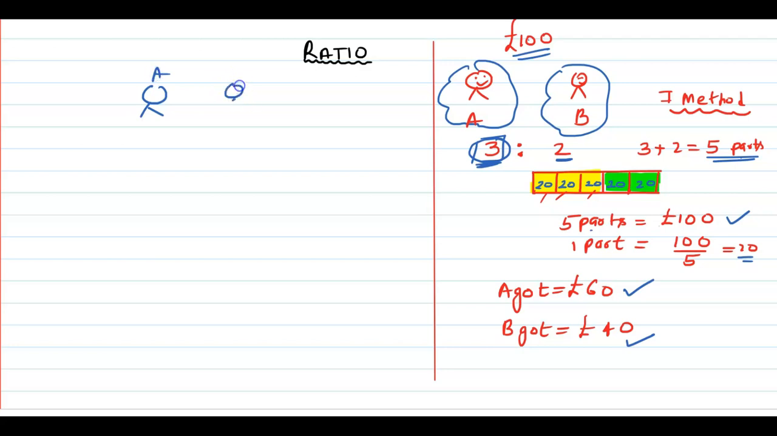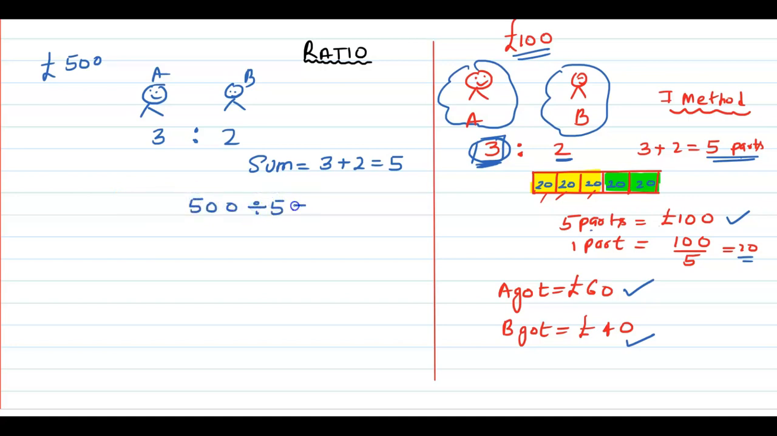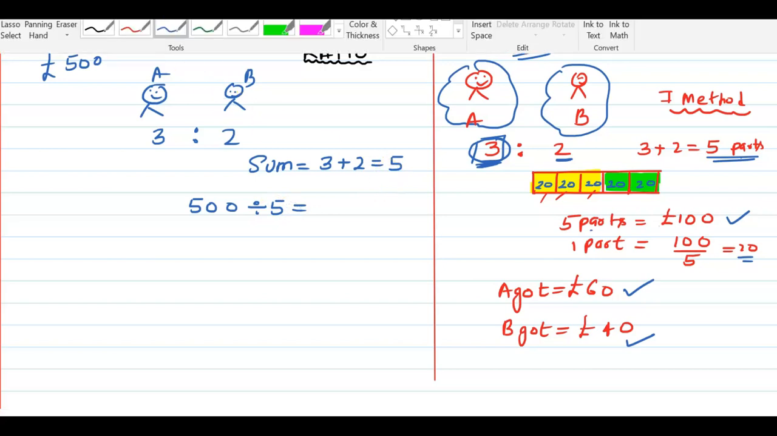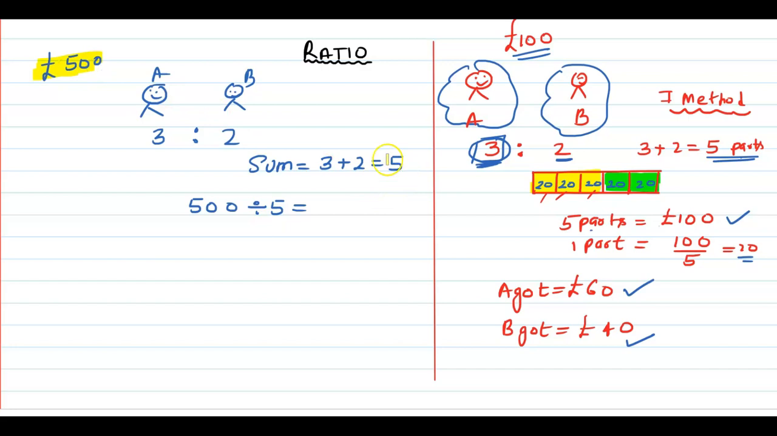This is A and this is B, and this time suppose £500 has to be divided between A and B, and the given ratio is 3:2. Okay. So first step is you add the ratio, find the sum. So 3 plus 2 becomes 5. Okay, now divide total amount, that is 500, by 5, this total. So you need to divide total amount, that is 500, by sum of the ratio, that is 5. So 500 divided by 5 is 100.